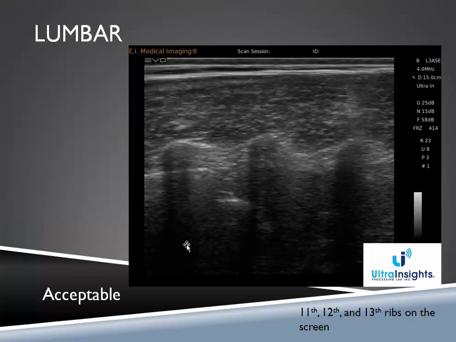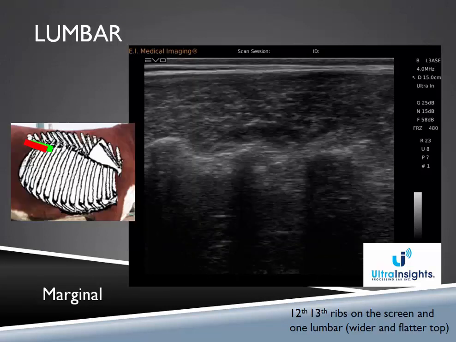When we talk about lumbars, I'm going to show you an image with the 13th, 12th, 11th ribs on the screen. It's acceptable. Here is a marginal image. It's got one lumbar. One lumbar is marginal. We can tell it's a lumbar because it's wider and flatter. The reason it's marginal is there's not a lot of wiggle room on where we can place the box.